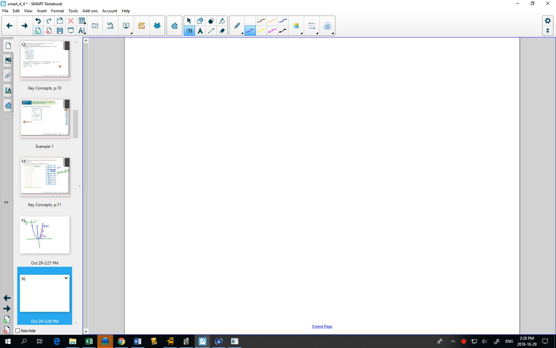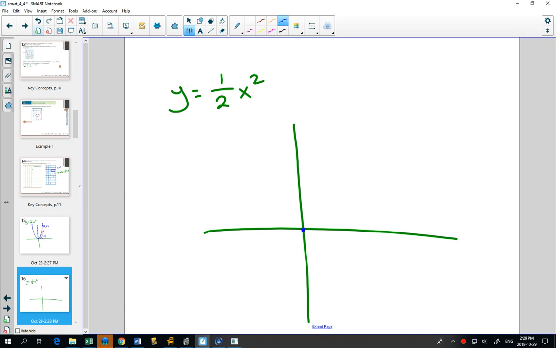If you have a fraction, pick a fraction, 1 over 2. If you have 1/2 x squared, you would still have your vertex at (0, 0), but now you would go over 1, up 1/2, and then over 1, up 3/2. So you would have the points (1, 1/2) and (2, 2). Same thing on the other side. And this one makes it wider.